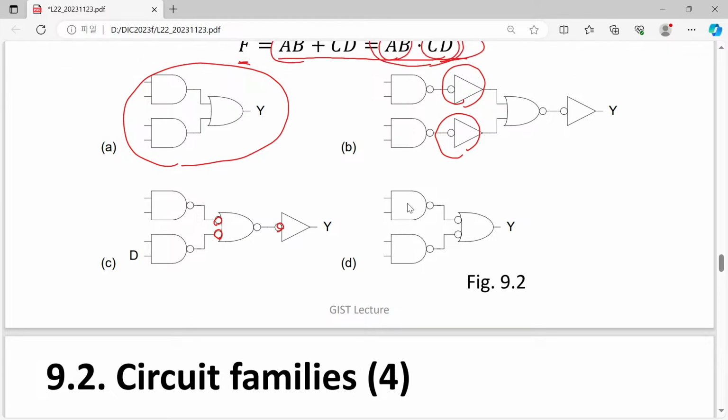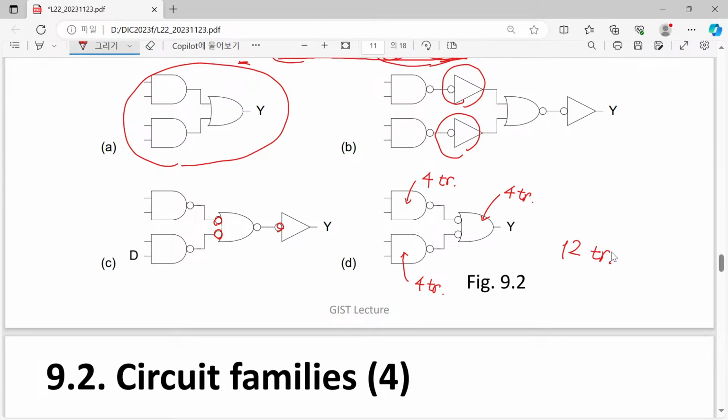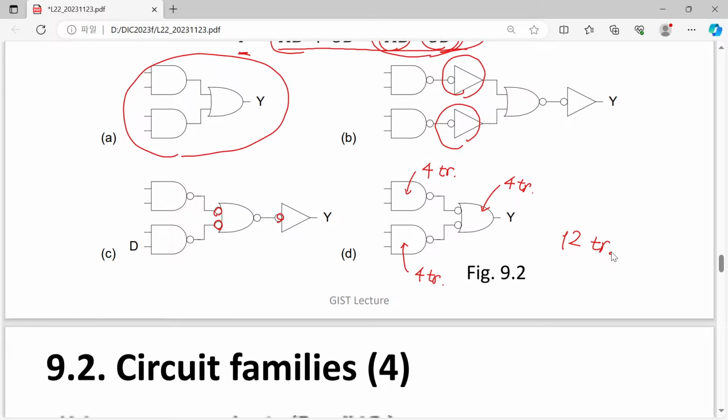In this implementation, we will spend 4 transistors for this one NAND, and another 4 transistors will be consumed, and also another 4 transistors will be used. So in total we will spend 12 transistors to implement this single operation.